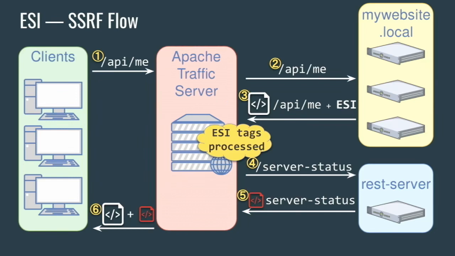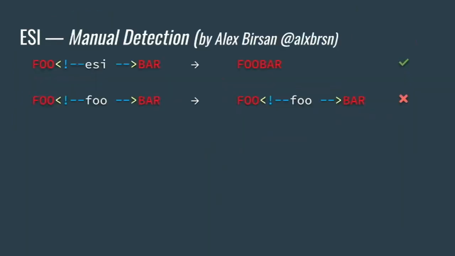However, a lot of them are also going to allow you to just do ESI include of basically anything, such as Squid and language-specific implementations like Node.js implementations of ESI. So to perform manual detection, someone on Twitter called Alex Birsan came up with a pretty smart solution. He's leveraging ESI comments. So if you send an ESI payload, which is an ESI comment, and it gets removed, that's a pretty big indication that you're dealing with ESI.